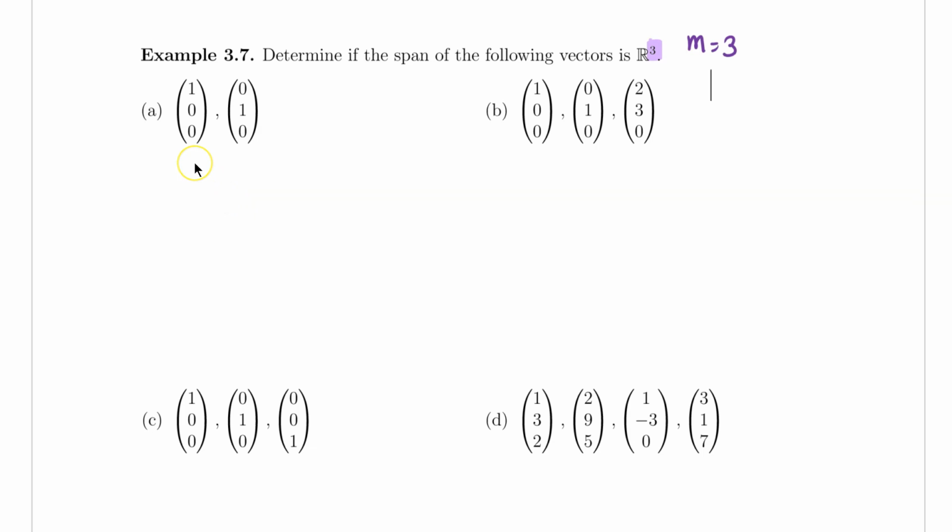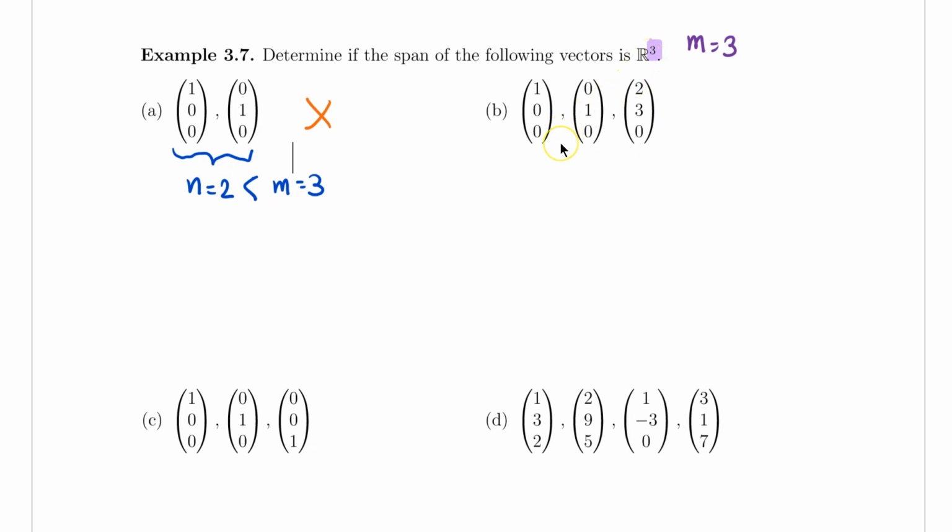Now for the first one, notice that I only have 2 vectors here. So my n is equal to 2, and this is less than the value of m, which is 3. So I can conclude right away that this is not going to span R^3. That's because if I have only 2 vectors, there's no way these 2 can span something that has 3 dimensions.